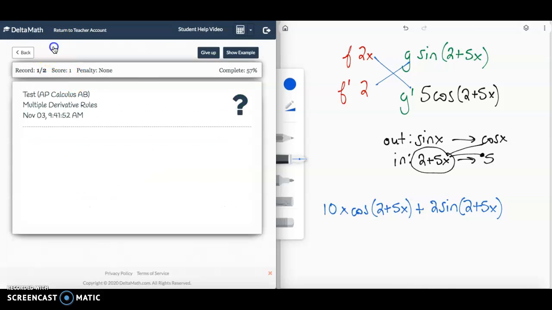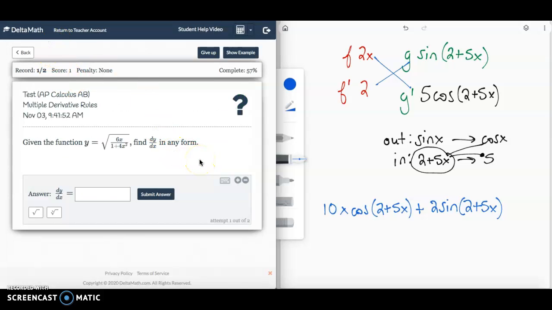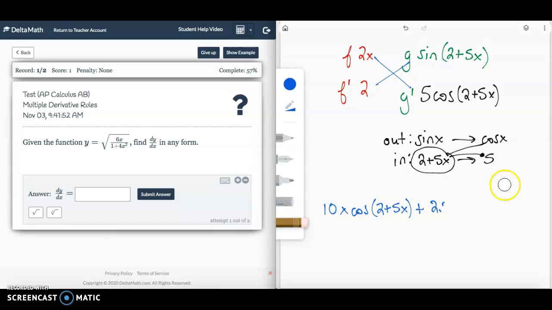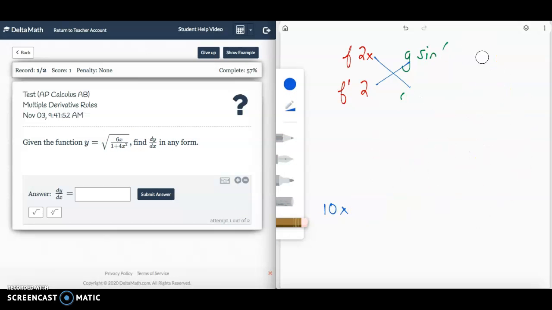All right, let's do one more of those because they can be a little tricky. Oh geez, so this one it looks like I have a giant square root function surrounding a quotient. So I think I'm going to have to use quotient rule and chain rule here. Let's clear off my screen.